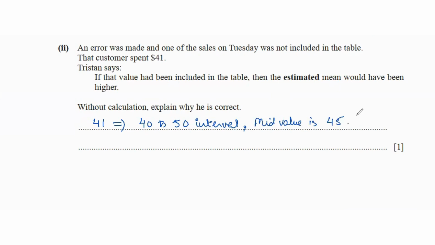If the 41 value was a part of this data set, our frequency value would be different then, because there's one more value in this interval. So since the frequency value would change, that would change the overall estimated mean as well. Because for that class interval, there's a higher frequency, which changes the total frequency and the fx value of that class interval. Mid value would still be the same, but it's the frequency value that's changing. Hence, the estimated mean would have been higher.